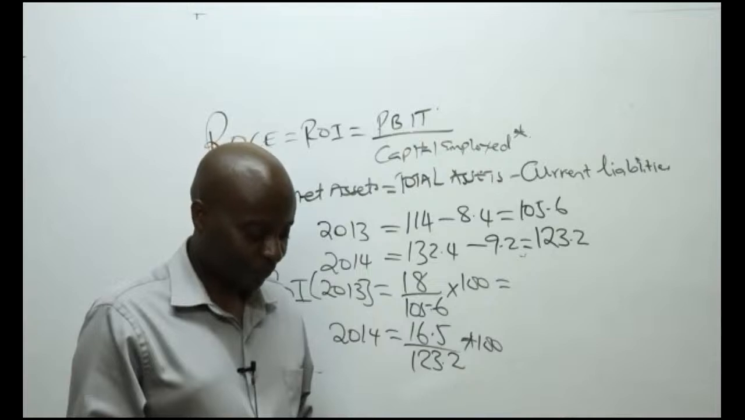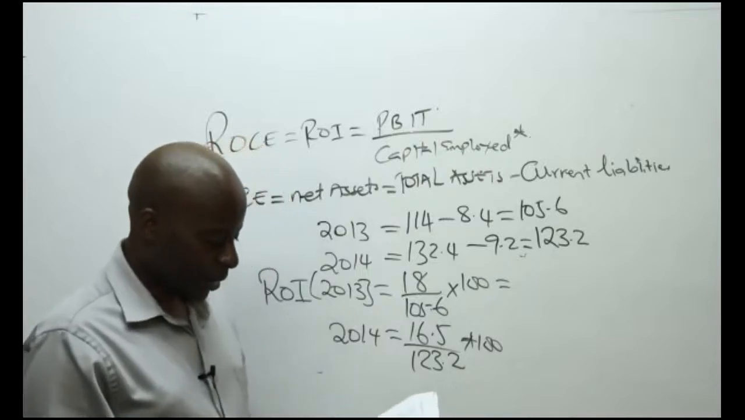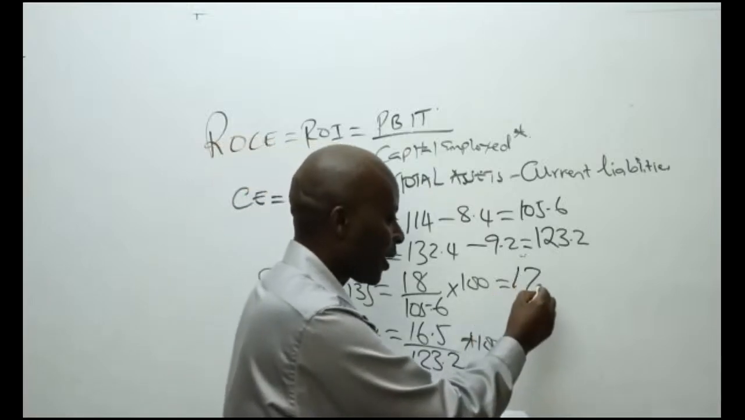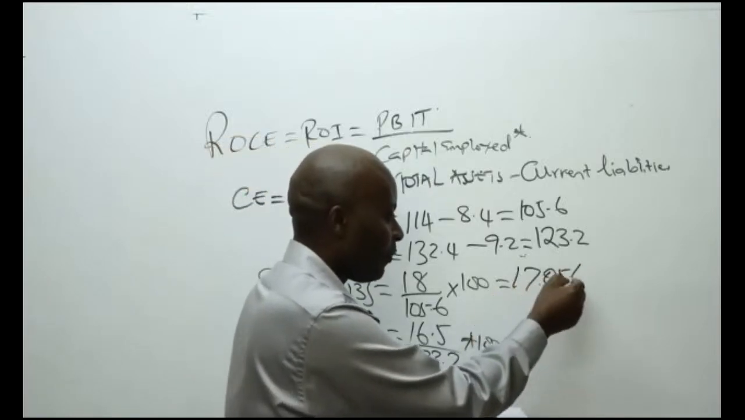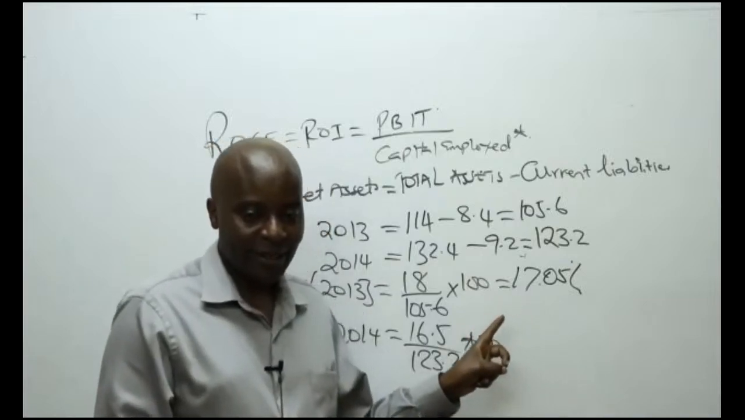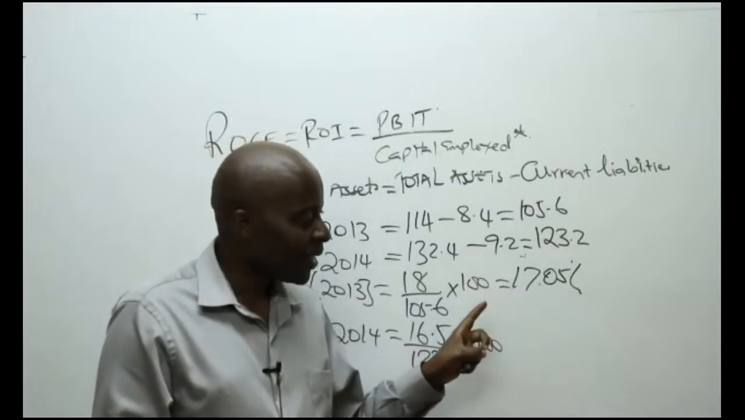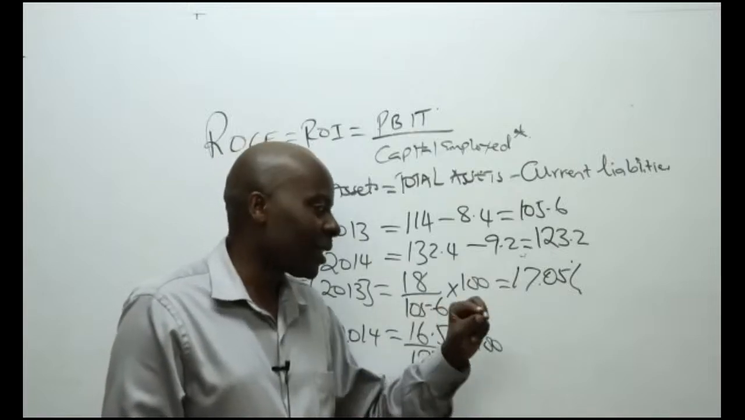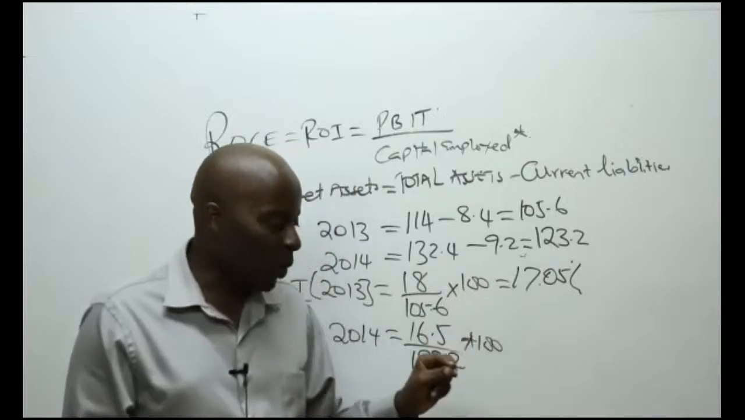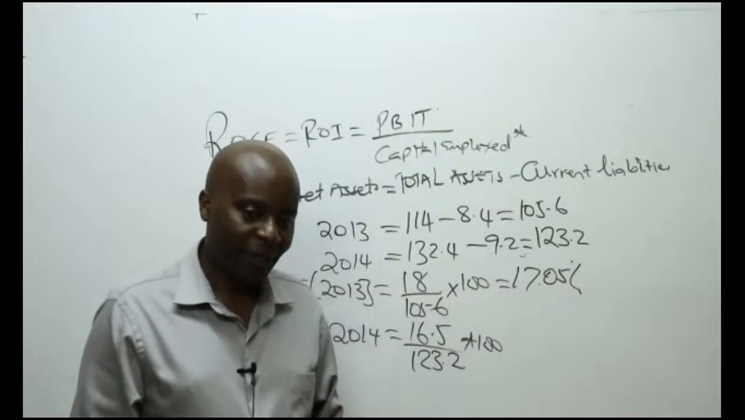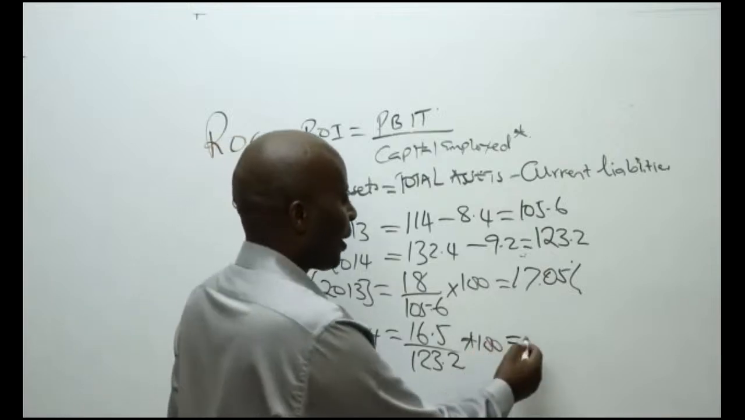First one is 17.05%. Is that coming from many students? I think many of them are rounded up, but the actual, bigger figure is 17.045. That is still the same. Thank you very much. How about the second one for 2014? 13.39%.